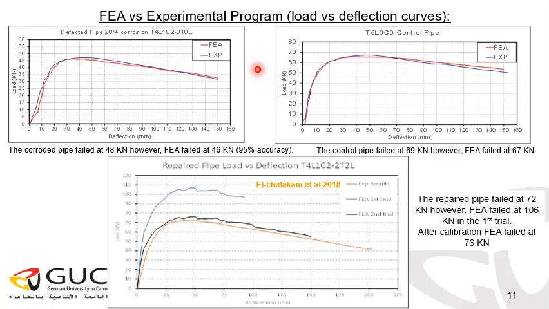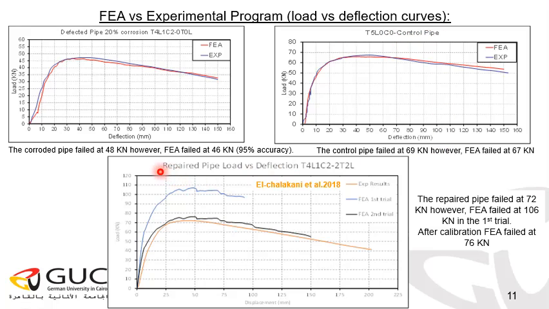In order to compare the finite element analysis and experimental program, I had to plot the load versus deflection curves. There is a strong agreement between both cases where the pipe has a 20% corrosion defect. There is an accuracy of 95% between both curves at the failure point, and similar results are obtained for the non-defected pipe.